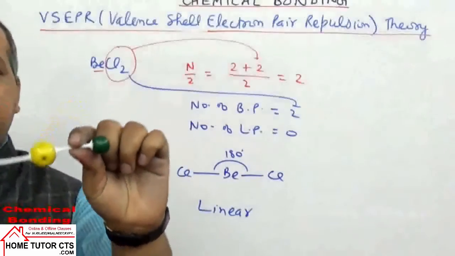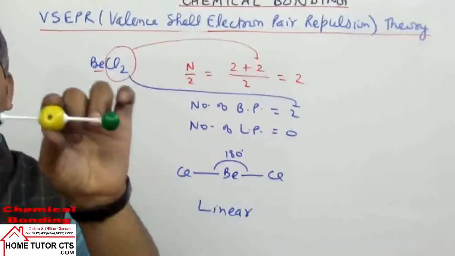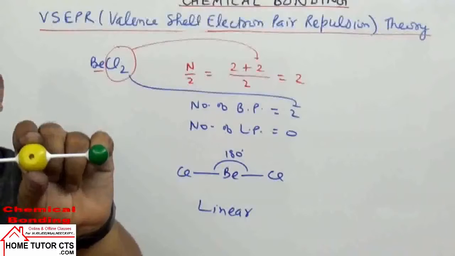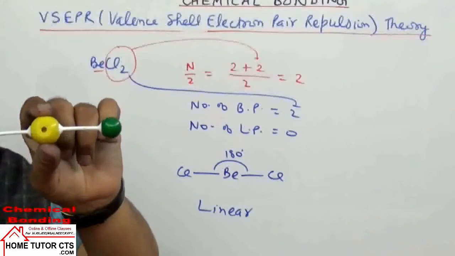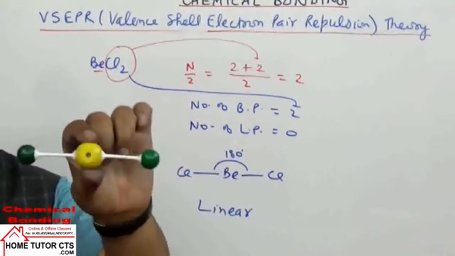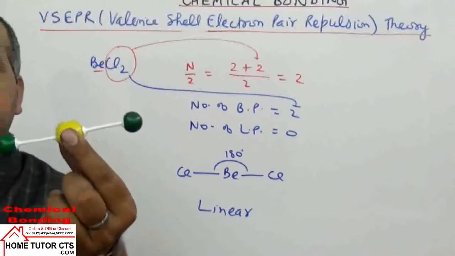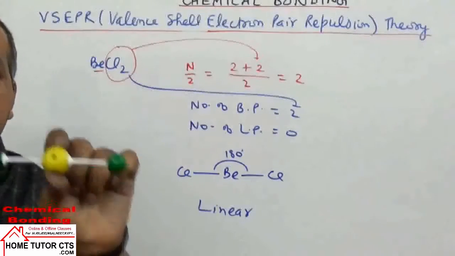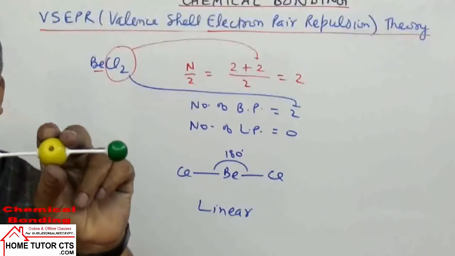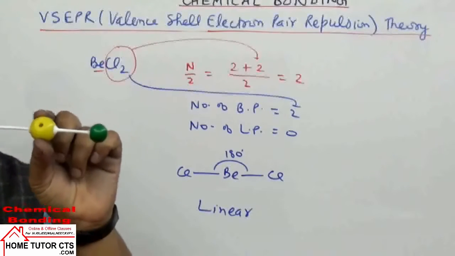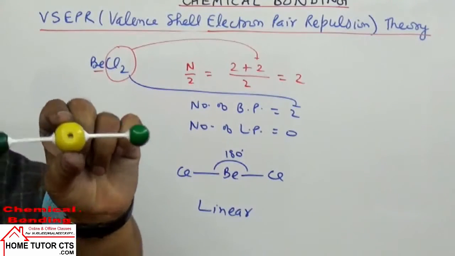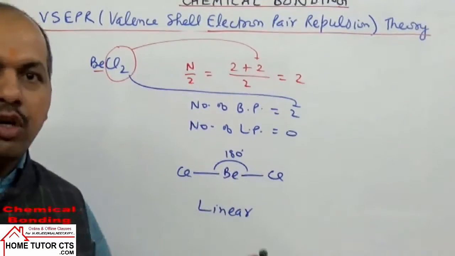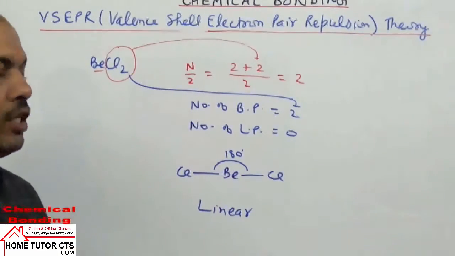Suppose the central atom is beryllium; I have drawn the central atom in yellow color. We have taken 2 chlorine atoms, in green color. We don't have any other arrangement in which they will have lower repulsion apart from this linear arrangement. When we have a linear arrangement, how much is the angle between the 2 bonds? The angle is 180 degrees. The shape is called linear for the BeCl2 molecule.